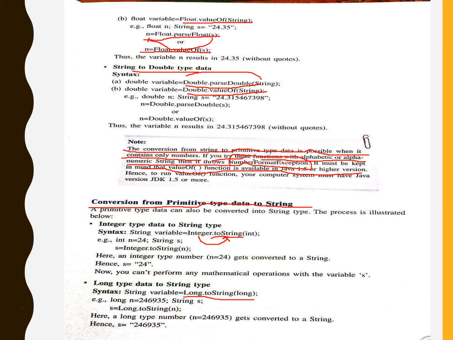See the example here: int n = 24, String s, because you want to store the result in a string data type. So Integer.toString, and under brackets the variable name which you want to convert, here n. So it will convert 24 into a string data type. So what is stored in the string? s equals "24" in double quotes will be stored inside the memory, because 24 is converted into a string. For the long data type, Long.toString under brackets the long value.